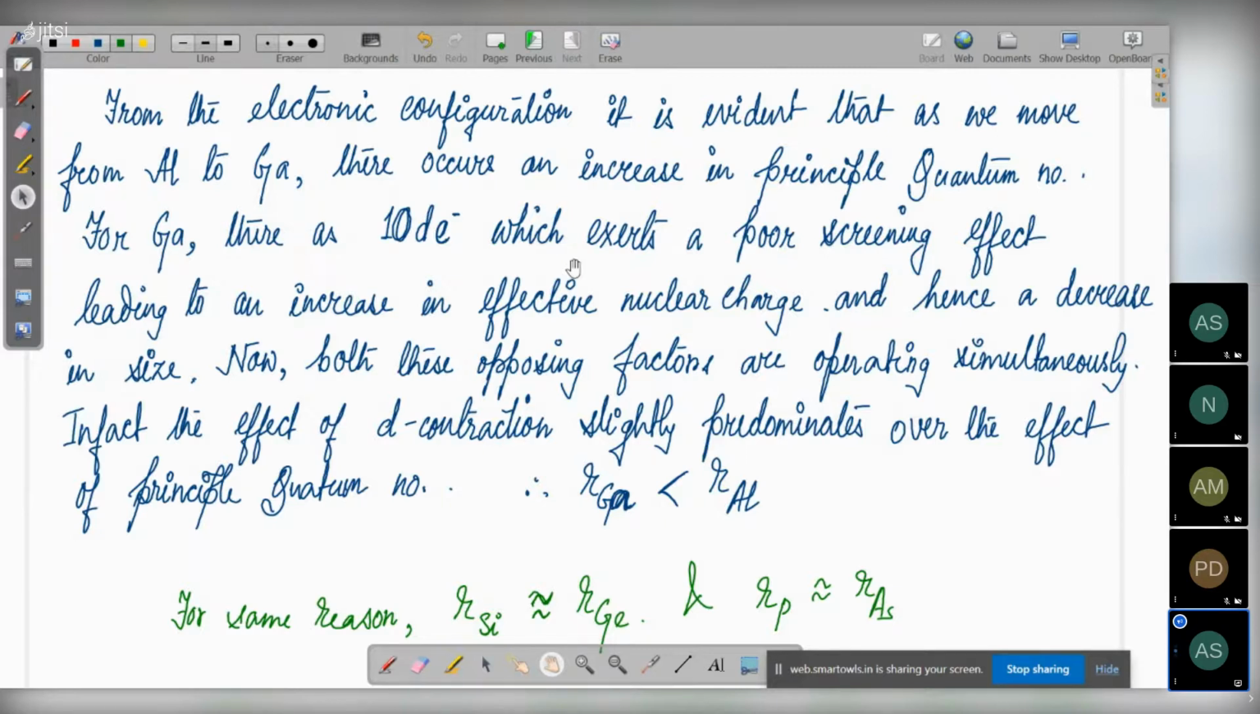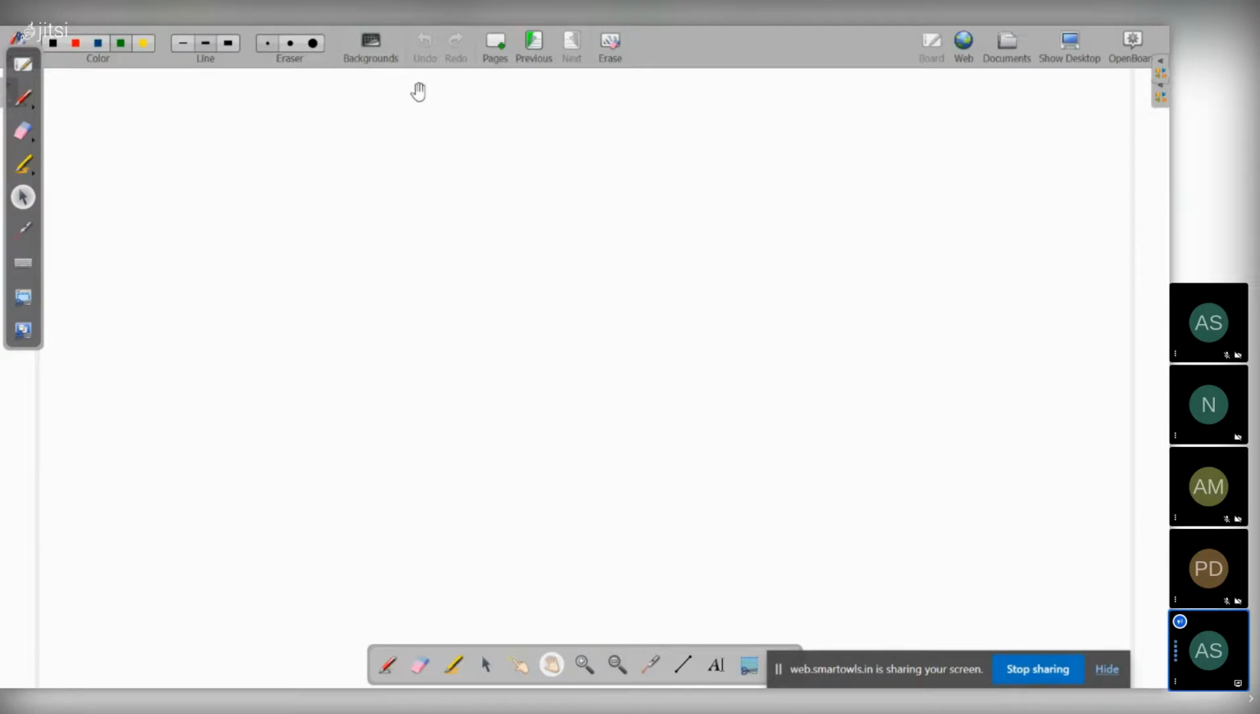So now let's see the definition of ionization energy. Do you know what ionization energy means? Do you know the definition of ionization energy? So this will be the second periodic property, which is ionization energy.